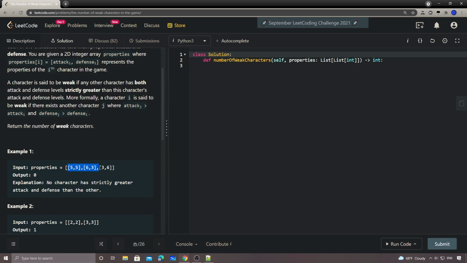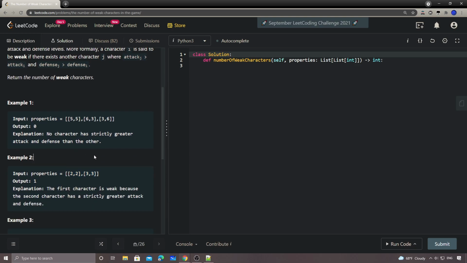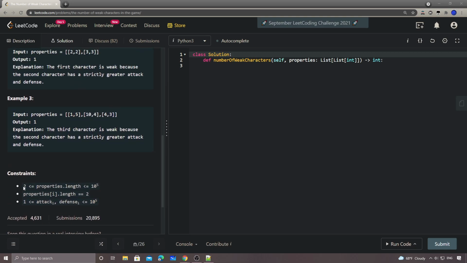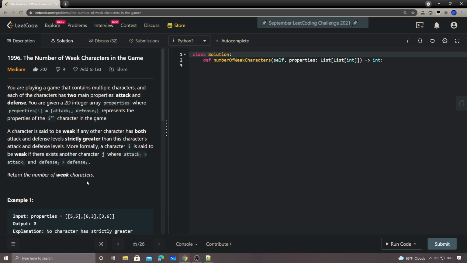Example 1 here, this one is 0 because there's no character whose both attack and defense are strictly smaller than other characters, and for this one it's 1, right? Because the first character is weaker than the second character, right? And then for this one, it's the same. So we have this one, but this one is smaller. This one is weaker because this one is not. See, the defense is greater than all of the others. And then some standard constraints, right?